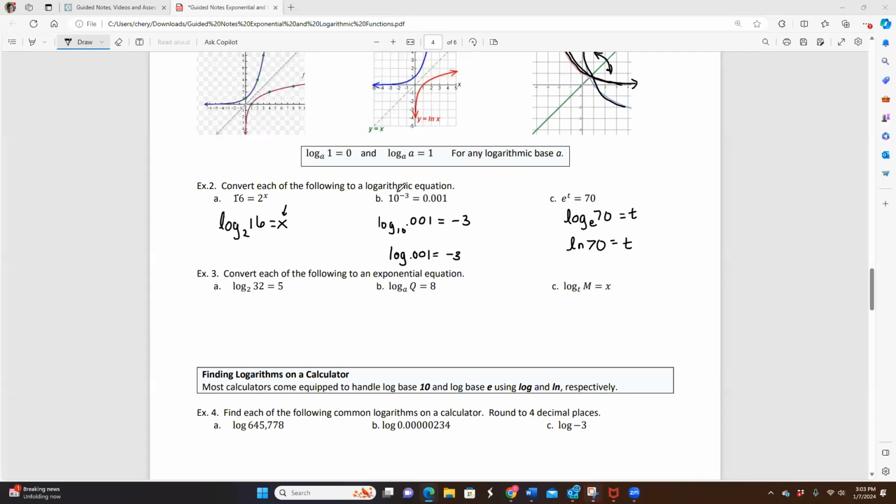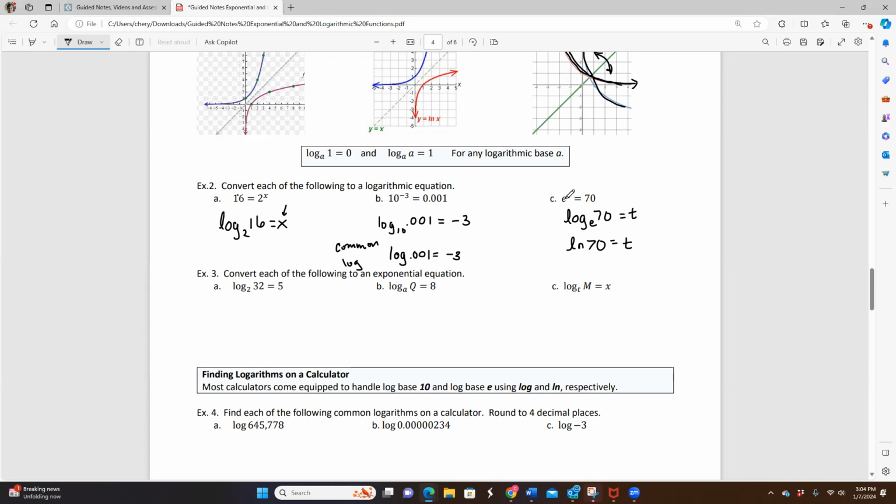On B, we had 10 to the negative 3 power equal 0.001. So that would be written as the log base 10 of 0.001 equals negative 3. Now, when we have log base 10, we don't actually have to write the 10. This is called the common log. So log base 10, you can write without the subscript. If you see a log without a subscript, it's understood to be base 10.